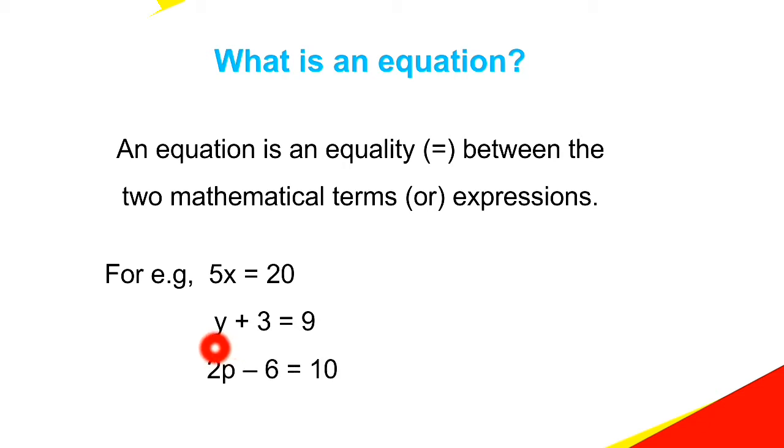2p. 2 is a constant, p is a variable. Both combined can be called a term. Minus 6. 6 is a constant term. Now 2p minus 6 can be called an expression, right? 10 is a constant term. Now 2p minus 6 is equals to 10. What can we call this? Equation. Okay.